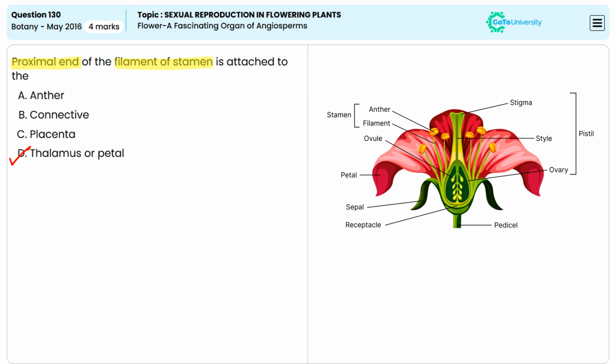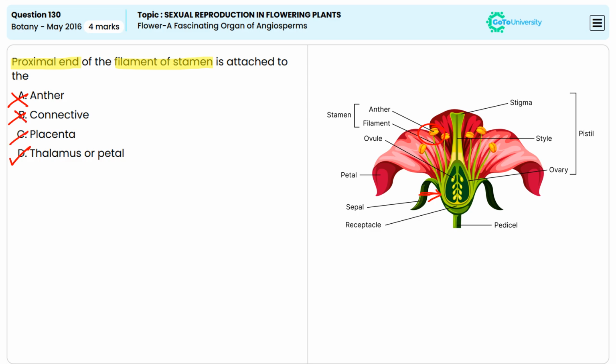Whereas coming to option A, anther, it is attached to the distal end of the filament. That is the farthest part of the filament from the flower base. So option A is incorrect. Option B, connective. This refers to the tissue connecting two lobes of the anther, not where the filament is attached. So option B is also incorrect.